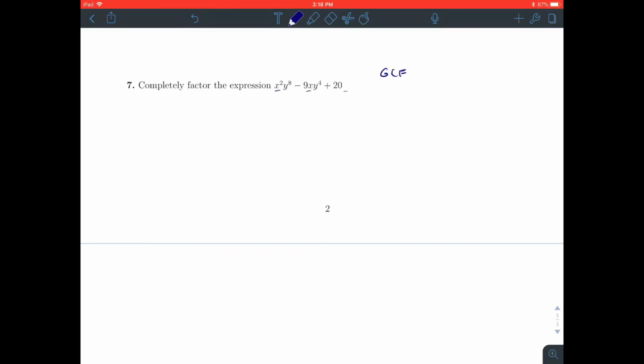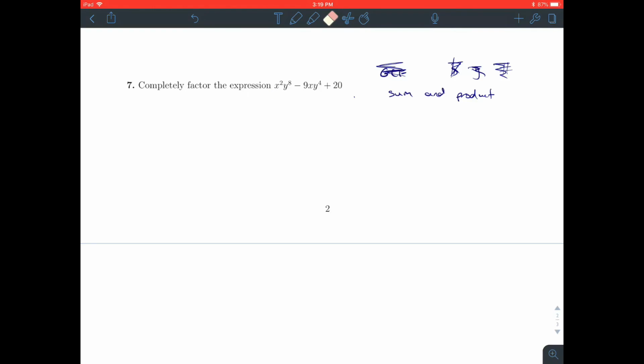Well, these two have x's, but this has no x, so they don't have x in common. These two have y, but this one doesn't have y, so they don't have y in common. And even though these two have numbers, 9 and 20 share no factors, and there's no number here. So it's not going to be a number that they share in common. So it looks like GCF is out, which means that sum and product is our only possibility.